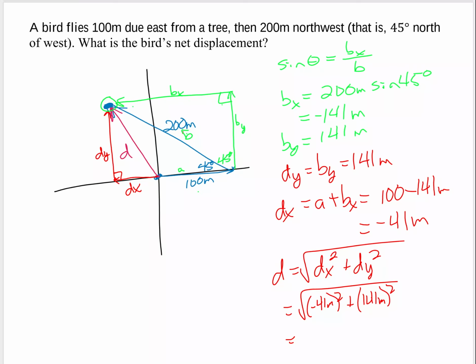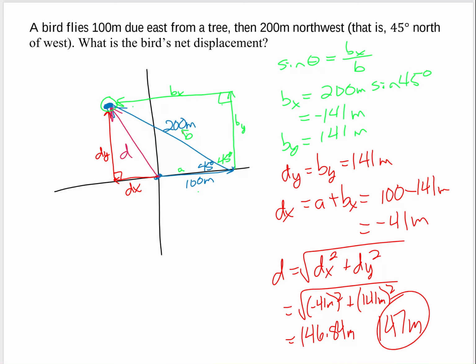146.84. 146 point what? 84, so 147. Okay, 147 meters. Now, displacement also includes the angle. So we know how far away from the origin, from where it started, it is, but we also got to come up with the angle.